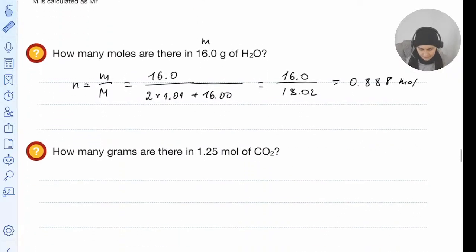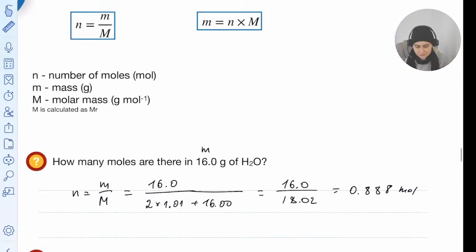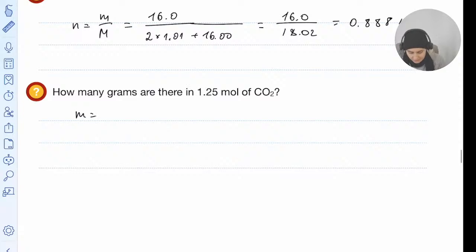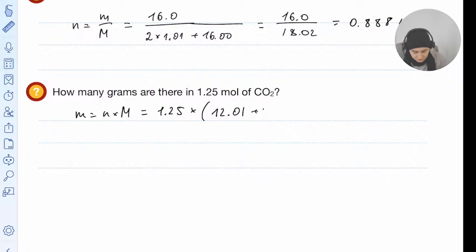Right. How many grams are there in 1.25 moles of CO2? So you need to use this formula, right? Because you want grams, you want to find grams. That's mass. And so you're using the formula m equals n times molar mass. So you do 1.25 times molar mass of CO2: 1 carbon, remember 12.01, plus 2 oxygens, 16 is from the periodic table. Times 1.25, so 55 grams.